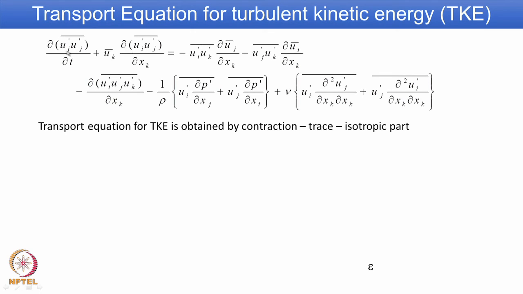For example, if you substitute i is equal to 1 and j is equal to 1, it becomes first normal stress, i is equal to 2, j is equal to 2, you get second normal stress, i is equal to 3, j is equal to 3, you get third normal stress, and you follow that for all the terms. Then you get an equation for each normal stress.